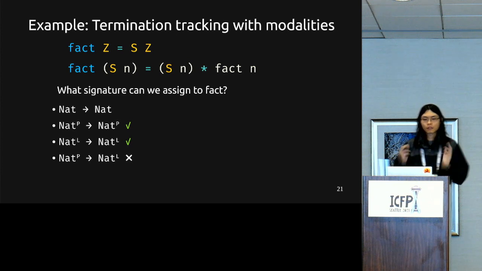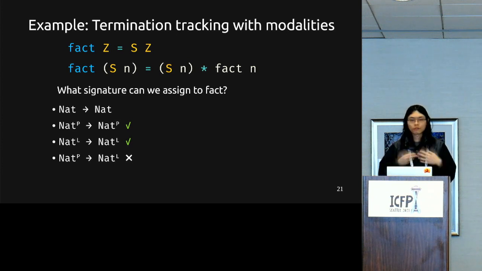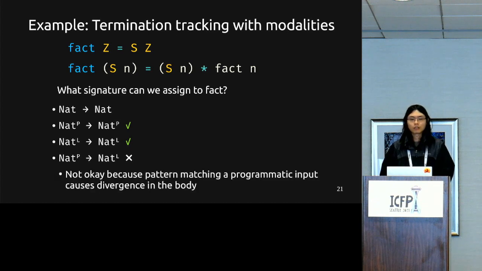However, regardless of the underlying mechanism we use for termination checking, we can never type fact as a function that takes a programmatic natural number as an input and returns a logical natural number as an output, because in general, when we are pattern matching over a potentially diverging computation, the entire computation would also diverge. And our type system with modalities prevents the information flow from the programmatic fragment to the logical fragment, so we don't have an accidental leakage of non-termination in the logical fragment.